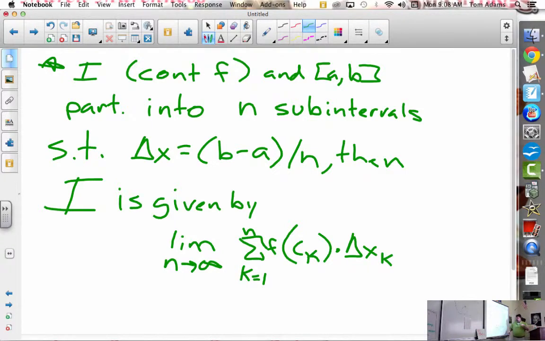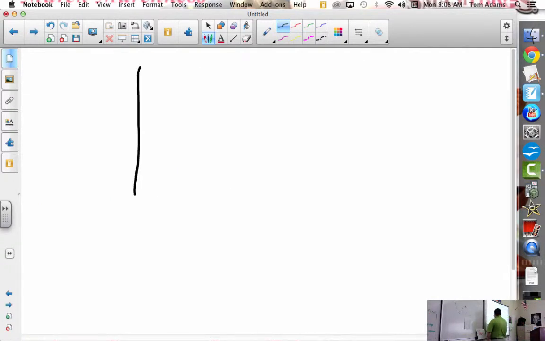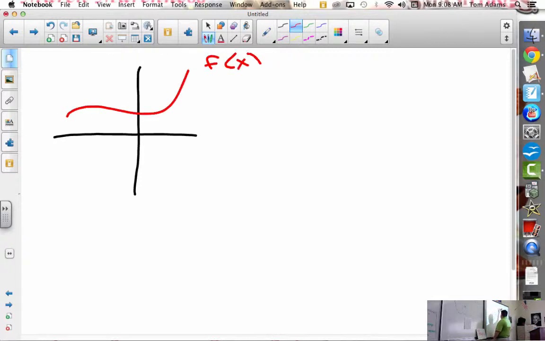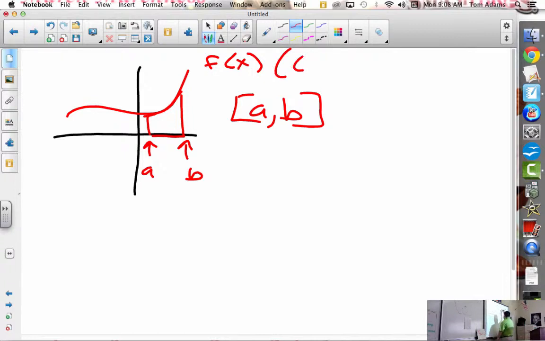But basically, let's draw a picture and talk about it. I've got some function here, and f of x looks like this. And we want to integrate this thing from a to b. Notice that it's continuous, right? So f of x is continuous on the interval from a to b. I want to find the area under the curve, which means I have to break this up into little rectangles somehow, some way. Okay? And we said that the area under the curve is equal to the base times the height.